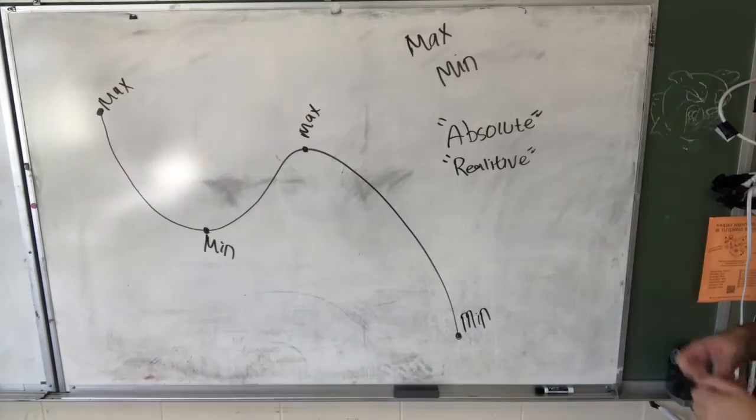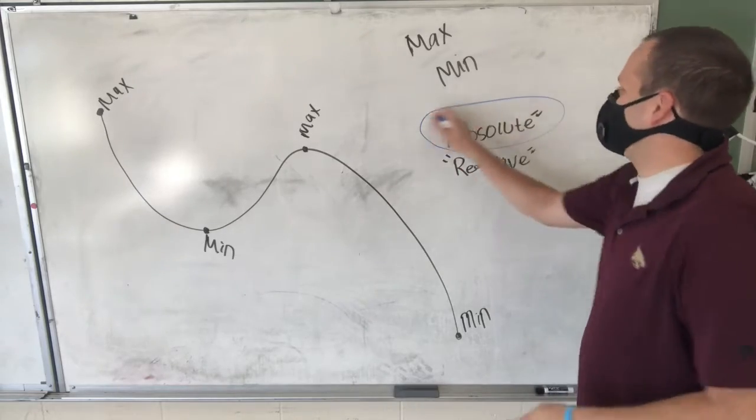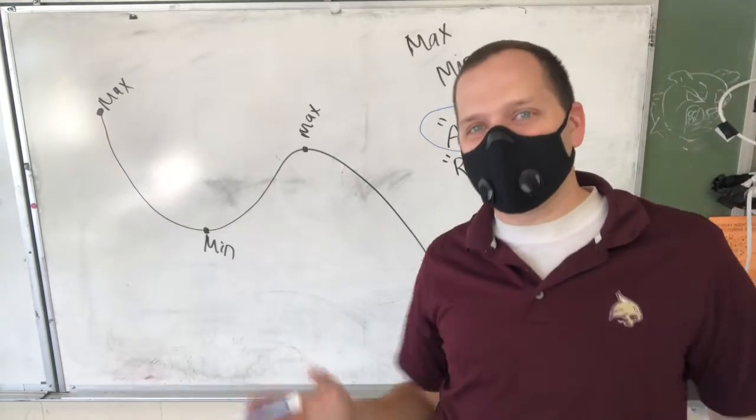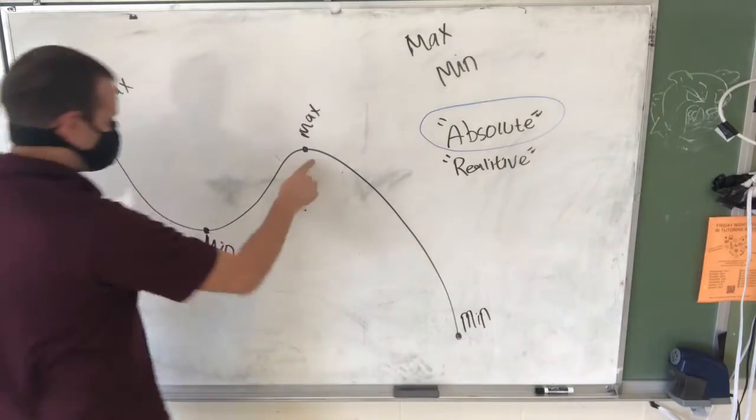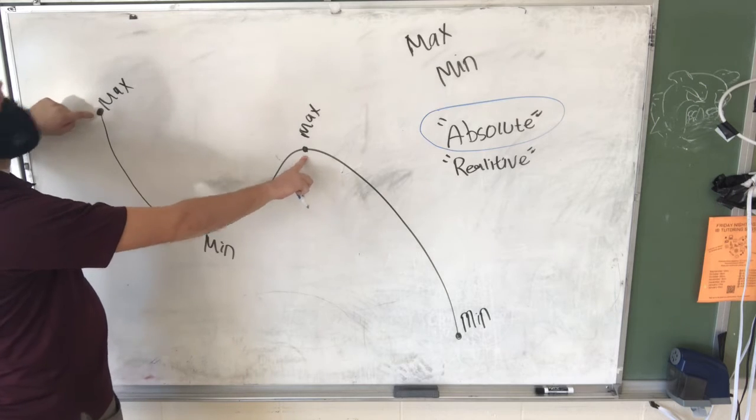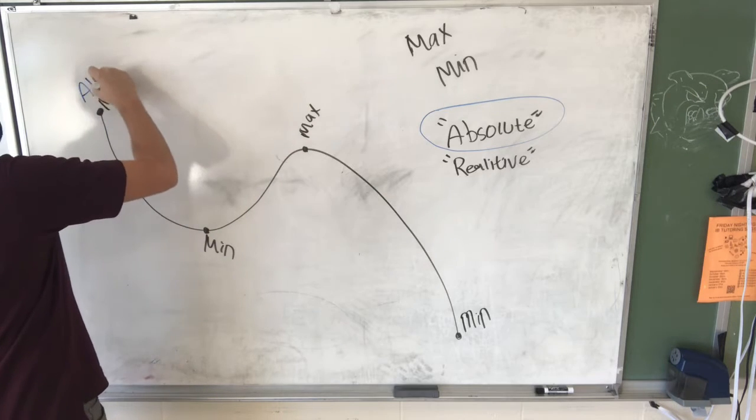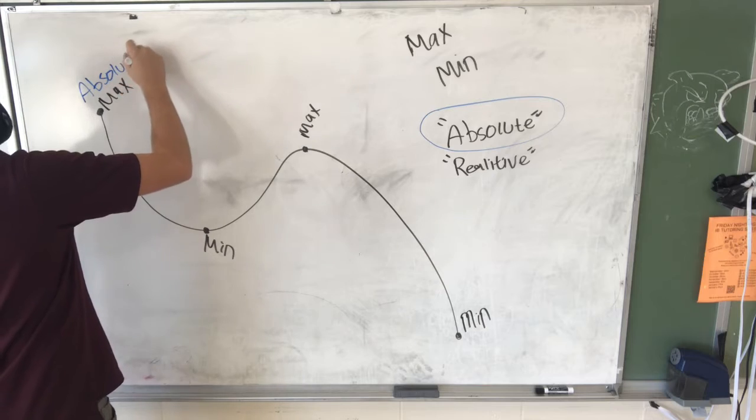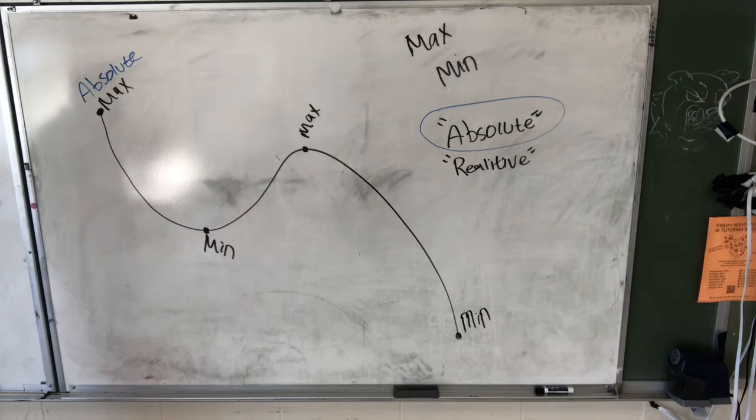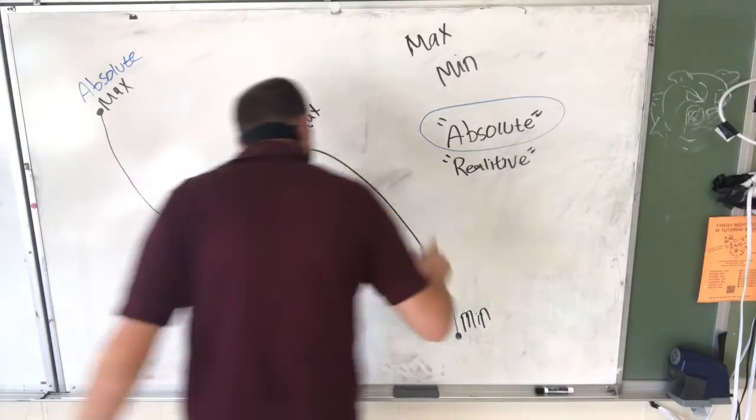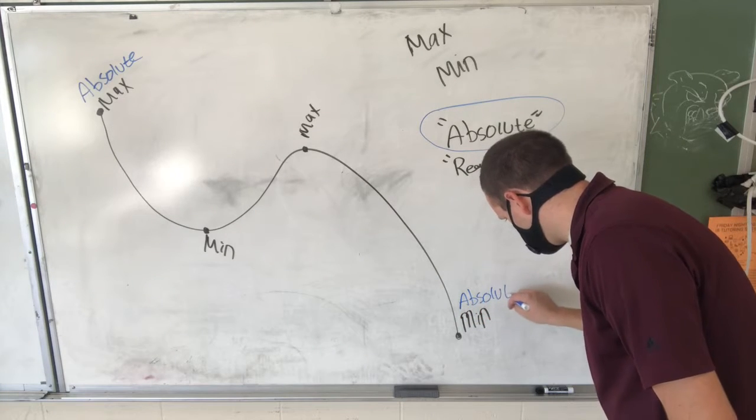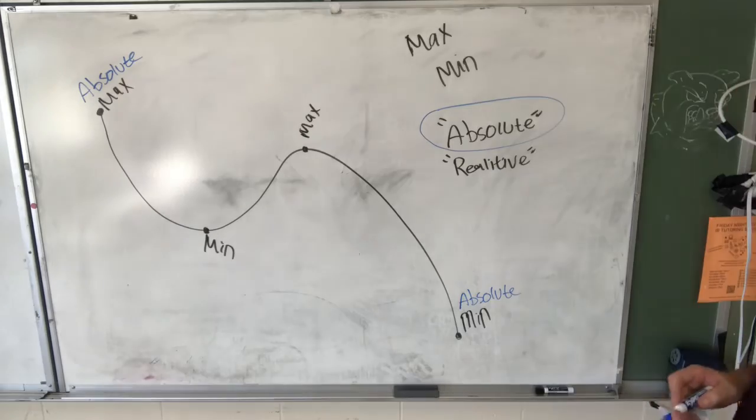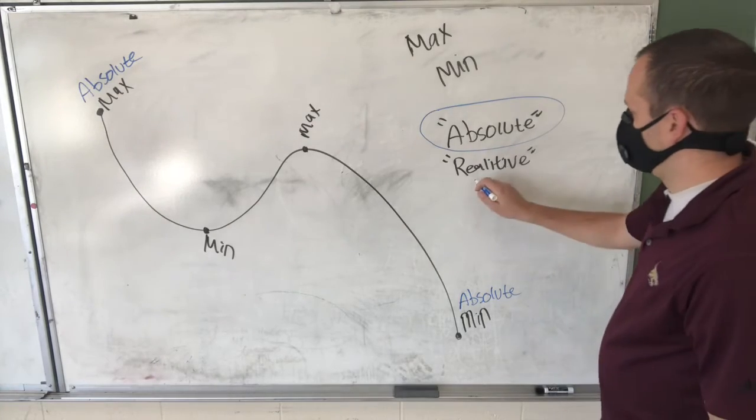All right, so with an absolute maximum, we are saying it is hands down the highest point on the interval. So hands down, what is the absolute highest point on the interval? Is this the highest point or is this the highest point? This one is. This one is the absolute maximum point on the interval. Do we have an absolute minimum? We do. Over here we have an absolute minimum.